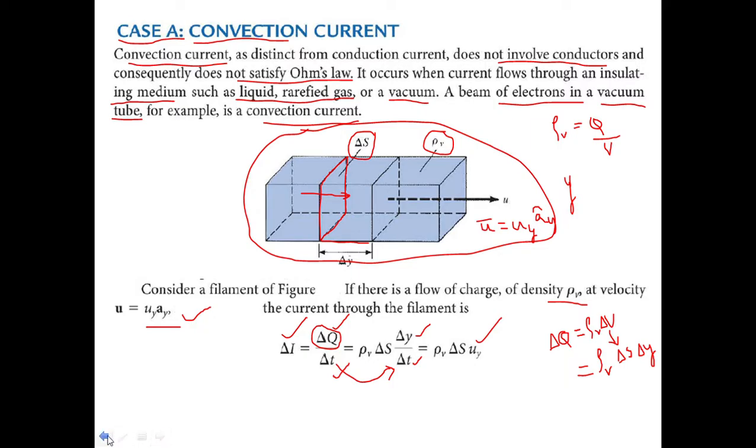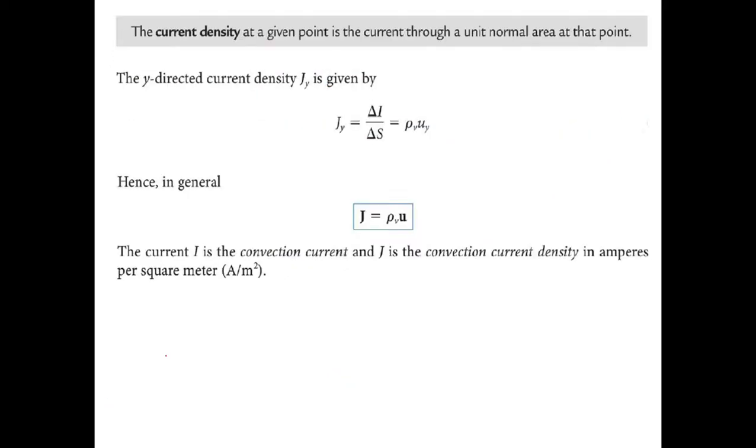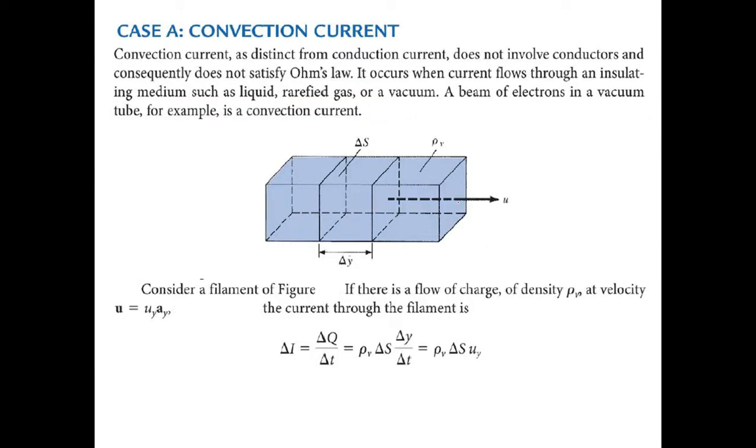So now going to the next slide. The current density at any given point is the current through the unit normal area at that point. We have already discussed that. The y directed current density jy is given by delta I by delta s. This delta I by delta s is nothing but the definition of current density jy. Now how did we get this rho v into uy here? That is from the previous slide.